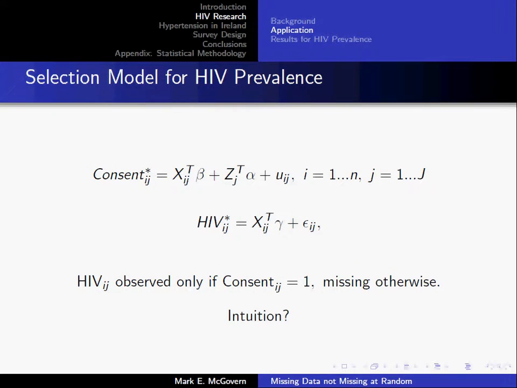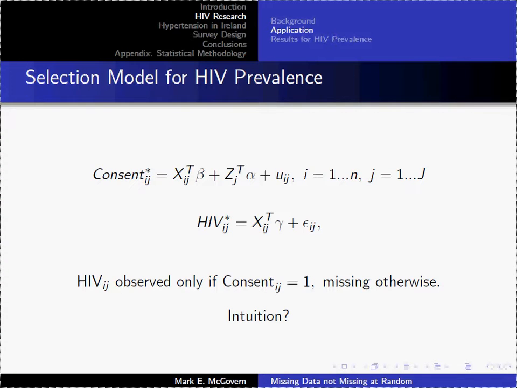So we have consent and HIV status as a function of our x's, and with our z's. I always have to be careful to say z and not zed. It's a bad habit I picked up. Z appears in the consent equation only. These have stars here because these are latent variables. Remember, we only observe the binary outcomes. And of course, the key issue here is that HIV status is only observed if consent is equal to 1.